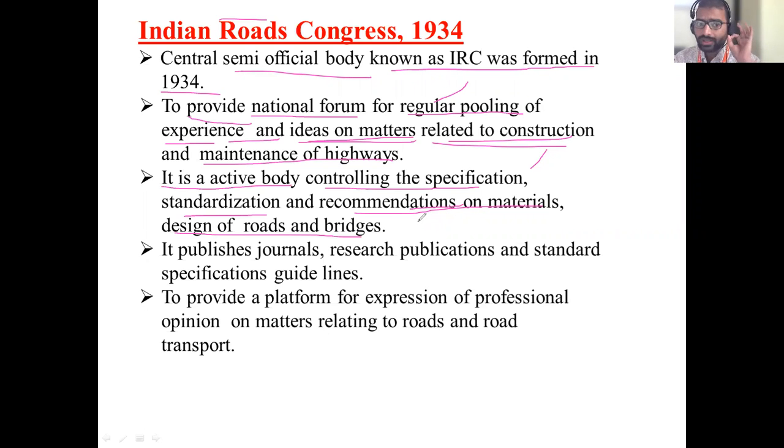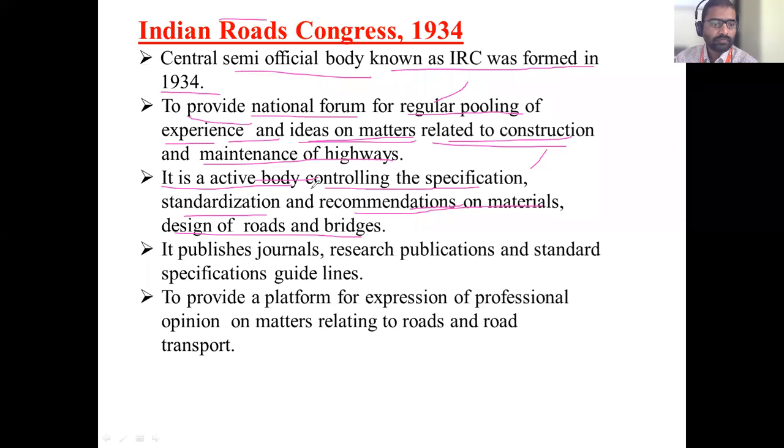So what will IRC do? IRC is an active body in controlling the specifications, standardization and recommendations on materials and design of roads and bridges. For the materials used for roads and bridges, there is a set of rules and regulations, specifications and standards, and those standards will be given by the IRC. Whatever is specified in the IRC, that we have to use.